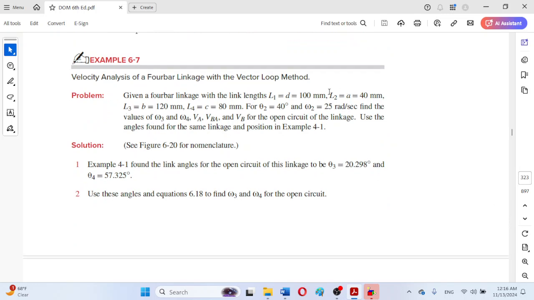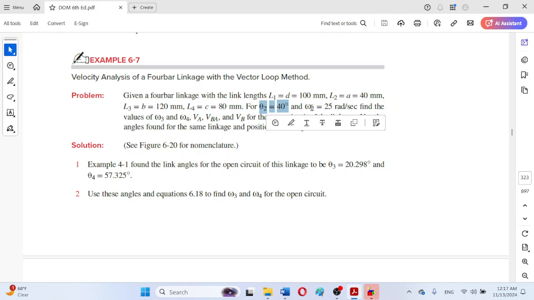The statement is clear. The lengths of the links are: L1, the ground link (subscript 1 always denotes the ground link), is 100 millimeter. L2, the input link or crank, has a scalar length of 40 millimeter. L3, the connecting rod, which is always in complex motion, has a scalar length of 120 millimeter, and L4, the output or rocker link, is 80 millimeter.